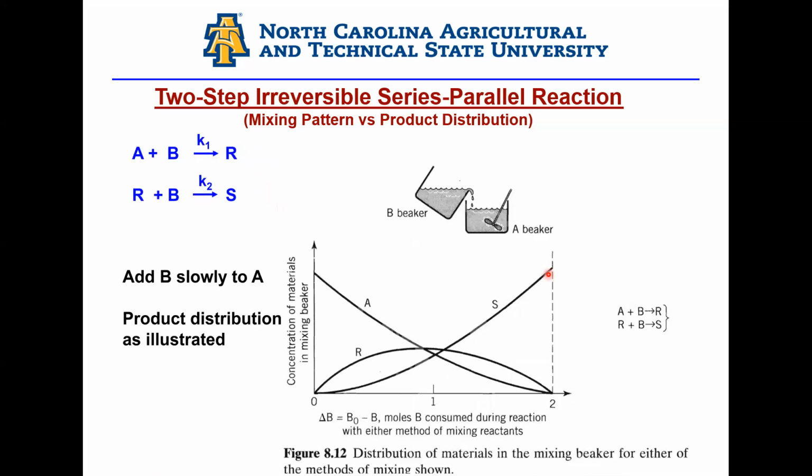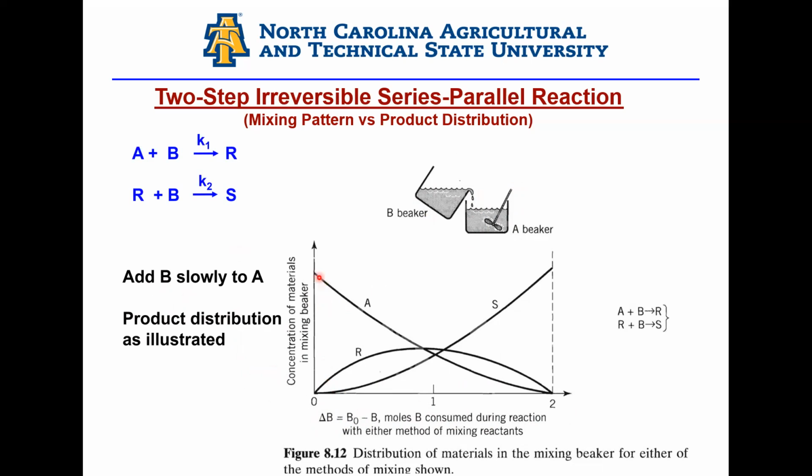Okay, let's have a look at the second situation. Again, same system, A plus B going to R, and R plus B going to S. In this case, I'm doing the opposite actually. I have a beaker full of A, well mixed, and I'm adding B droplet-wise into the system. So in this case, let's have a look at the concentration of materials versus conversion, or delta B, or amount consumed versus time.